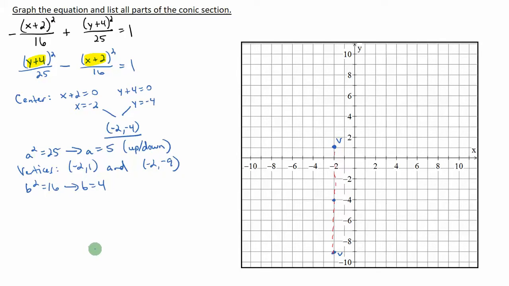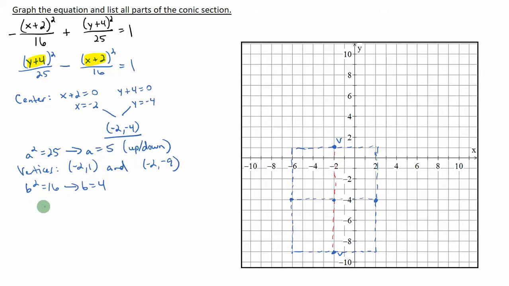4. B is measured in the opposite direction of A, so I need to go 4 units right and 4 units left. 1, 2, 3, 4. 1, 2, 3, 4. And that's my conjugate axis. And those two together give me my center rectangle. A and B together give me my center rectangle, which is here.